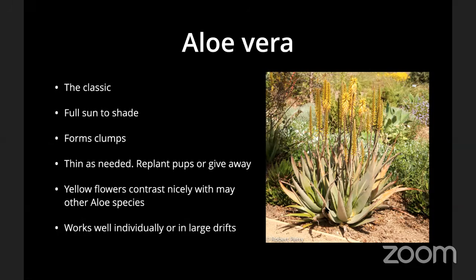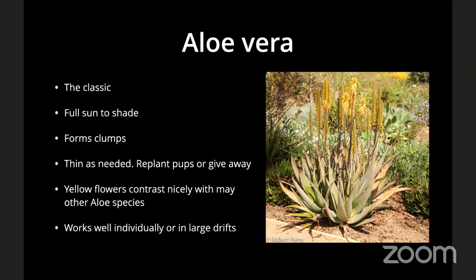You can thin them as needed, so you can literally just get in there with a shovel or even an old bread knife or something that's serrated, and if you have too many clumps, cut off as many as you want, and then you can replant those or share them with friends and get more plants. Lots of the aloe species have orange to red flowers, and so the yellow flowers are also nice because they provide a nice contrast. They work well as individual plants and clumps, but they can also be really dramatic.